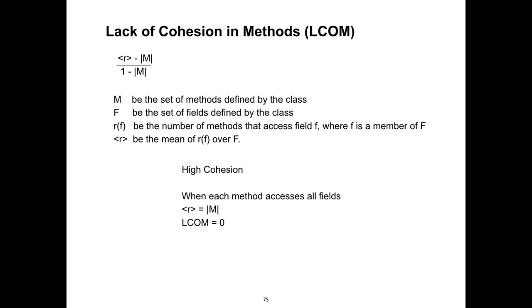What happens if each method only accesses one field? If only one method accesses each field, then R of F is going to be 1 for everything, and so this mean is going to be 1. And so then this is going to be 1 minus M over M, which is 1, right? So this value goes between 0 and 1, where 1 means basically it's all disjoint, each field only has one method, and the other extreme is each method accesses all the fields.